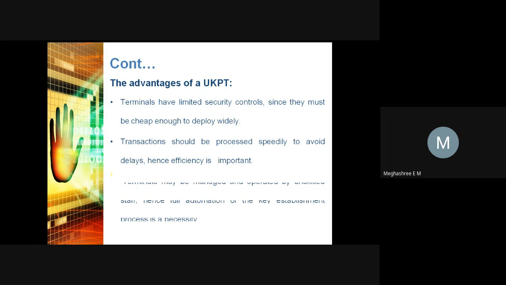So the third advantage is that terminals may be managed and operated by unskilled staff, hence full automation of the key establishment process is a necessity. See, in the hypermarket or the shopping mall, the staff who handle this terminal, who are placed at the terminals, who help in verifying the PIN and approving the payment card transaction, that person may not be a skilled person.